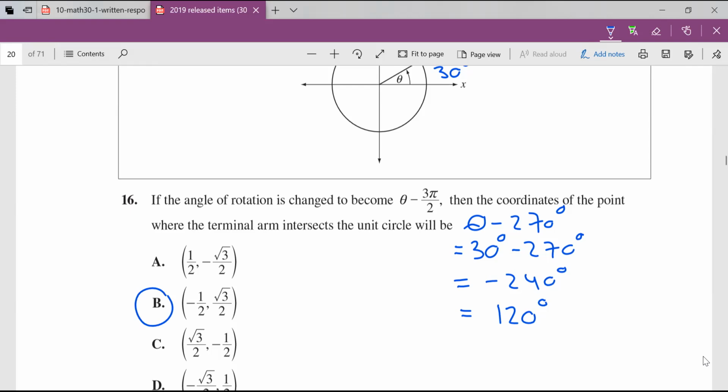If you're not a unit circle person, what you're going to say is your reference angle is 60 degrees, which tells you the values of your point, and then you would just have to think of CAST law. And 120 would mean over here that sine is positive and cosine's negative.